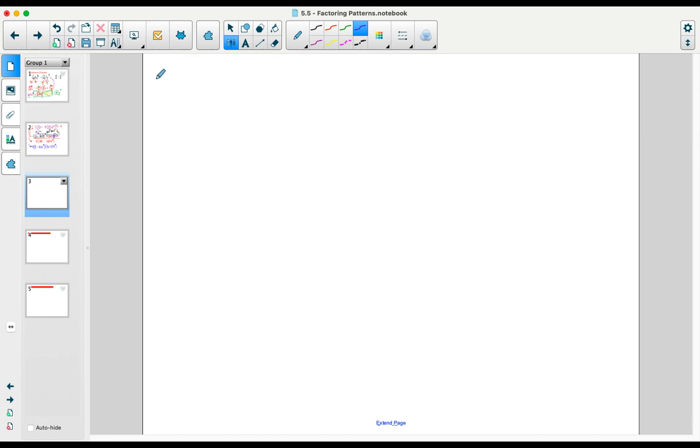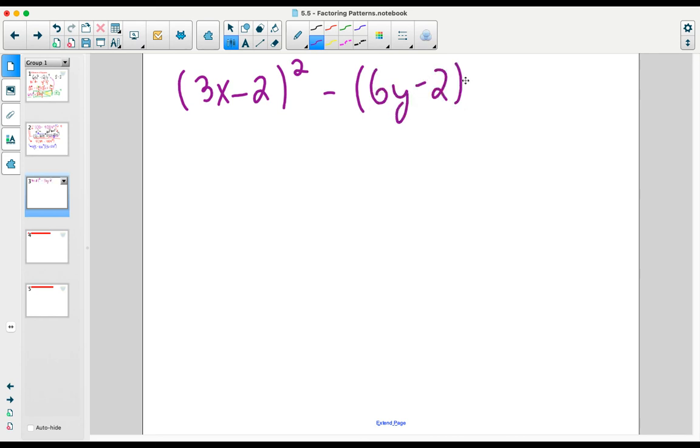Lastly, we want to look at an example of the difference of squares that doesn't exactly follow what we might think. And that example is something that looks like this. Now you can clearly see that this is the difference of 2 squares. Here's a square, and there's the minus sign. Obviously each one of those squares is its own polynomial. The first one is squaring 3x minus 2. The second one is squaring 6y minus 2.